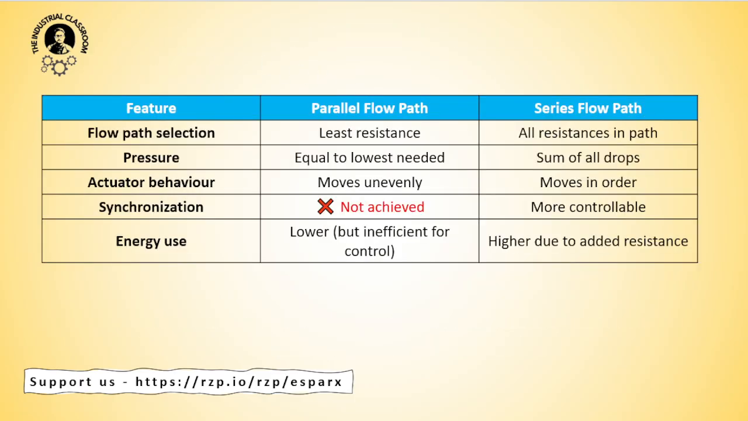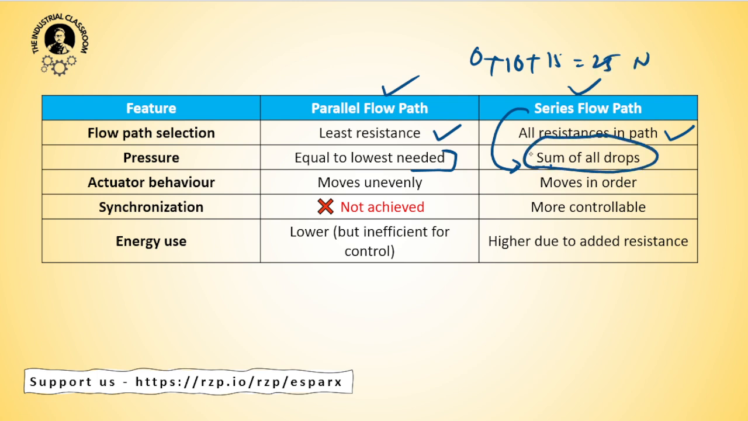Now let us come to the difference. Here we'll understand. For parallel flow path, the flow path offers least resistance, and in series flow all resistances add up. Next, pressure in parallel is equal to the lowest needed, but we learned that in series it came to be 0 plus 10 plus 15, or 25 Newton, right? So here it is the sum of all drops. But in case of parallel, we learned that it was around 5 Newton which was to be overcome. Now actuator behavior, it moves unevenly.